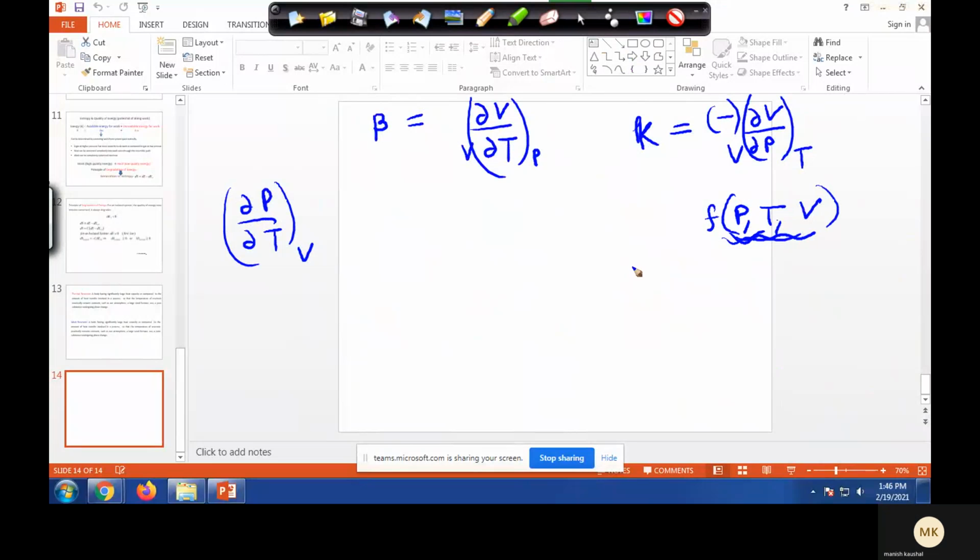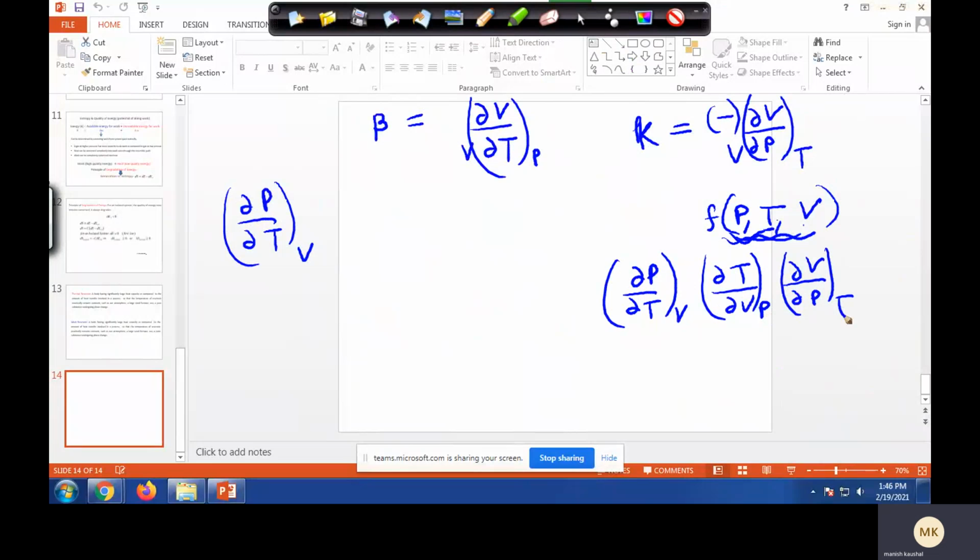So what we can write? ∂P/∂T at constant V, then start from T, ∂T/∂V at constant P, then start from V, ∂V/∂P at constant T is equal to minus 1. Right? From that cyclic relation. We want this, this is what we are looking for.